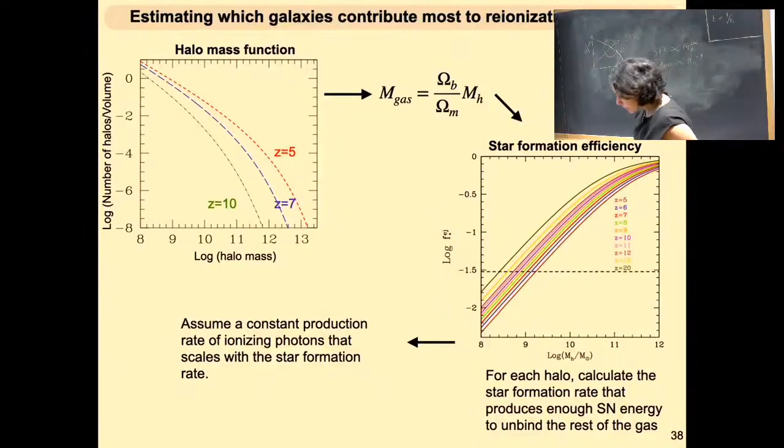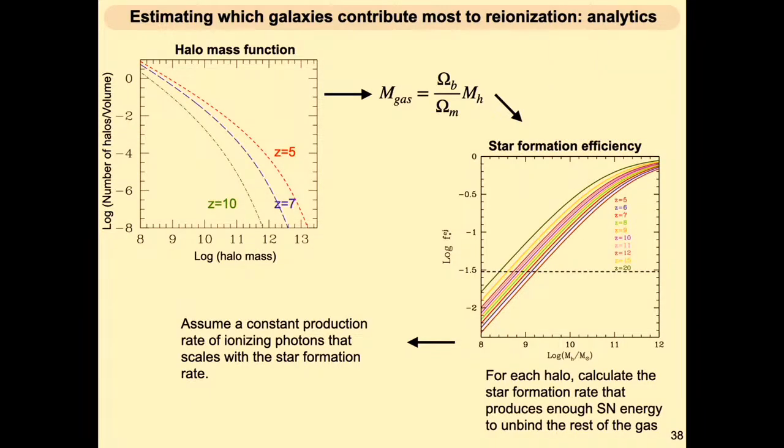So this is what I was trying to show you guys here. This is a really simple analytic calculation you can do. Start from your halo mass function, assume a cosmological ratio of baryons to dark matter. Try to calculate the star formation efficiency at which point the supernova energy equates the binding energy. Assume whatever you want for the escape fraction, and you can try and see which kind of star-forming systems will be the key sources of reionization.